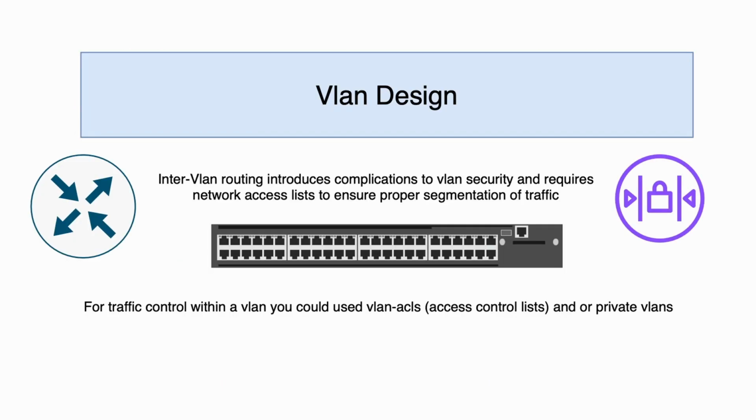VLAN design is a very important factor when designing an efficient and secure network. VLANs on their own are able to segment traffic. However, when you introduce inter-VLAN routing, things become more complex. When you have routing between VLANs, like most networks today, you need to ensure you have appropriate ACLs, access control lists, in place on the router to prevent unwanted communication between VLANs. If you do not create these routing ACLs, then your devices can freely communicate with other devices in other VLANs, which defeats the entire purpose of VLANs.